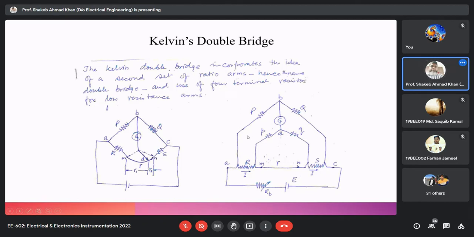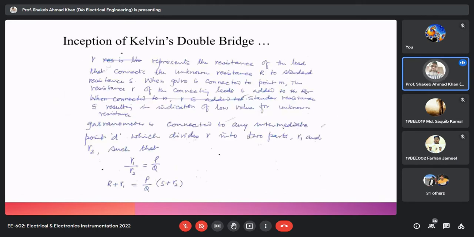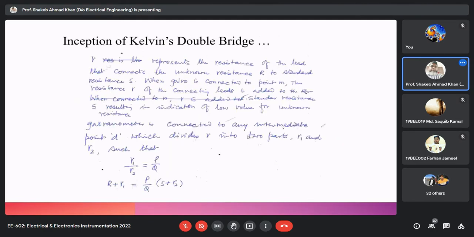It will be achieved. If anybody has any question regarding whatever we discussed the last time, basically the inception of the Wheatstone bridge and Kelvin's double bridge, you can ask please.